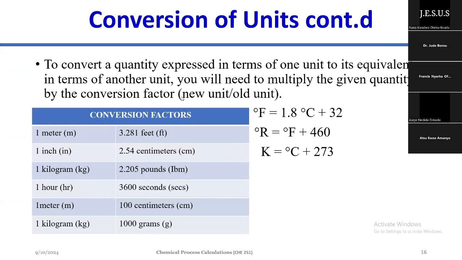And so these are some of the conversion factors. I think these are the basic ones you should know, like inch to centimeters, kilogram to pounds. I think hours to seconds is very easy. And I also have some temperature conversion factors here too. So converting from Celsius to degree Fahrenheit, this is the conversion. And also from degree Fahrenheit to degree Rankine, and from Celsius to Kelvin.